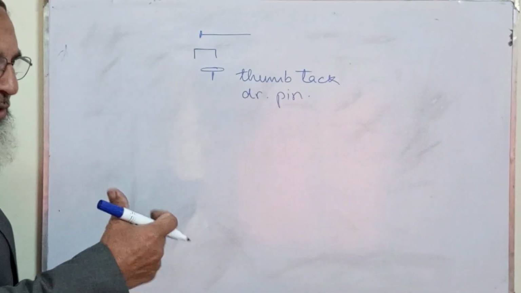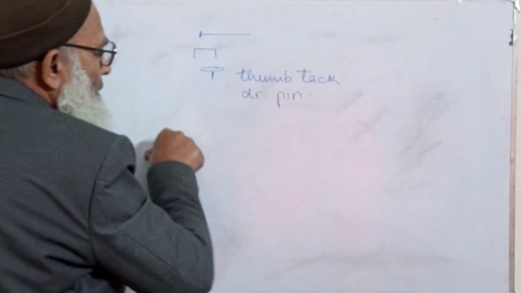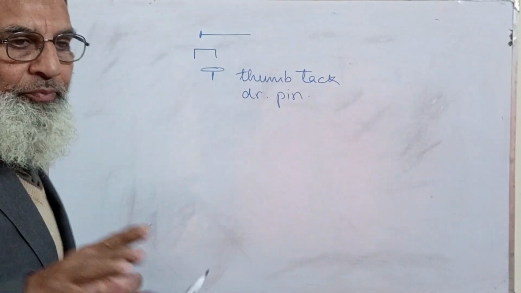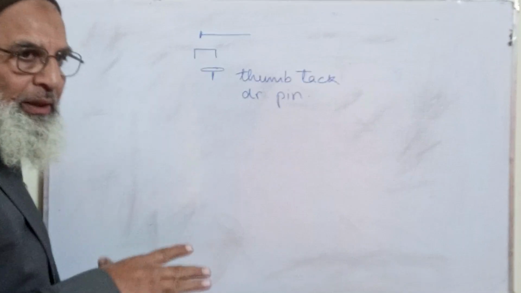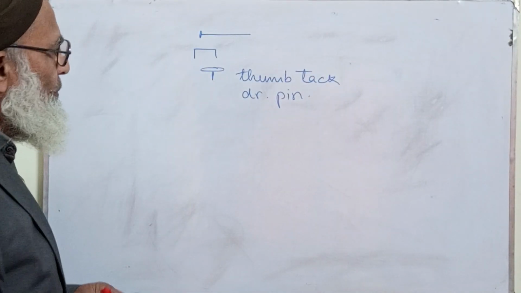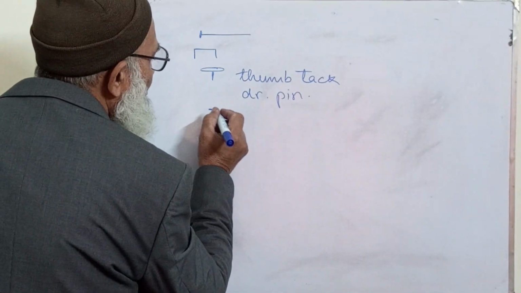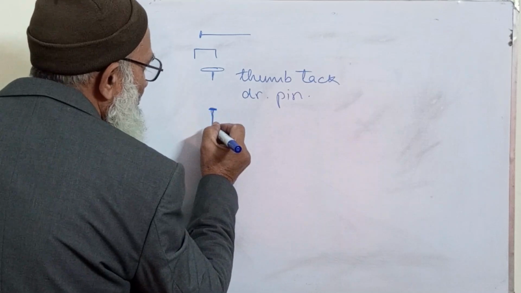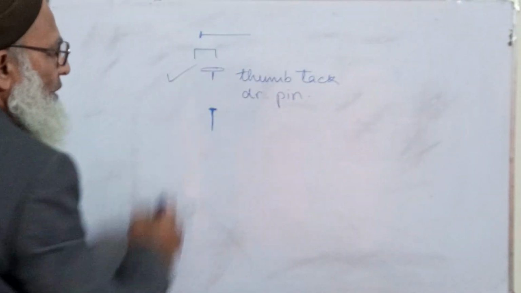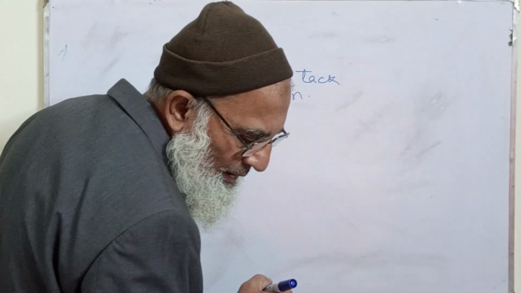Now it is used to put a notice on the notice board, or to paste the drawing sheet on the drawing board. There is also another kind, like a shoe tack. This is a shoe tack. So we are concerned only with the thumbtack or drawing pin. So we have to find the density of the drawing pin.